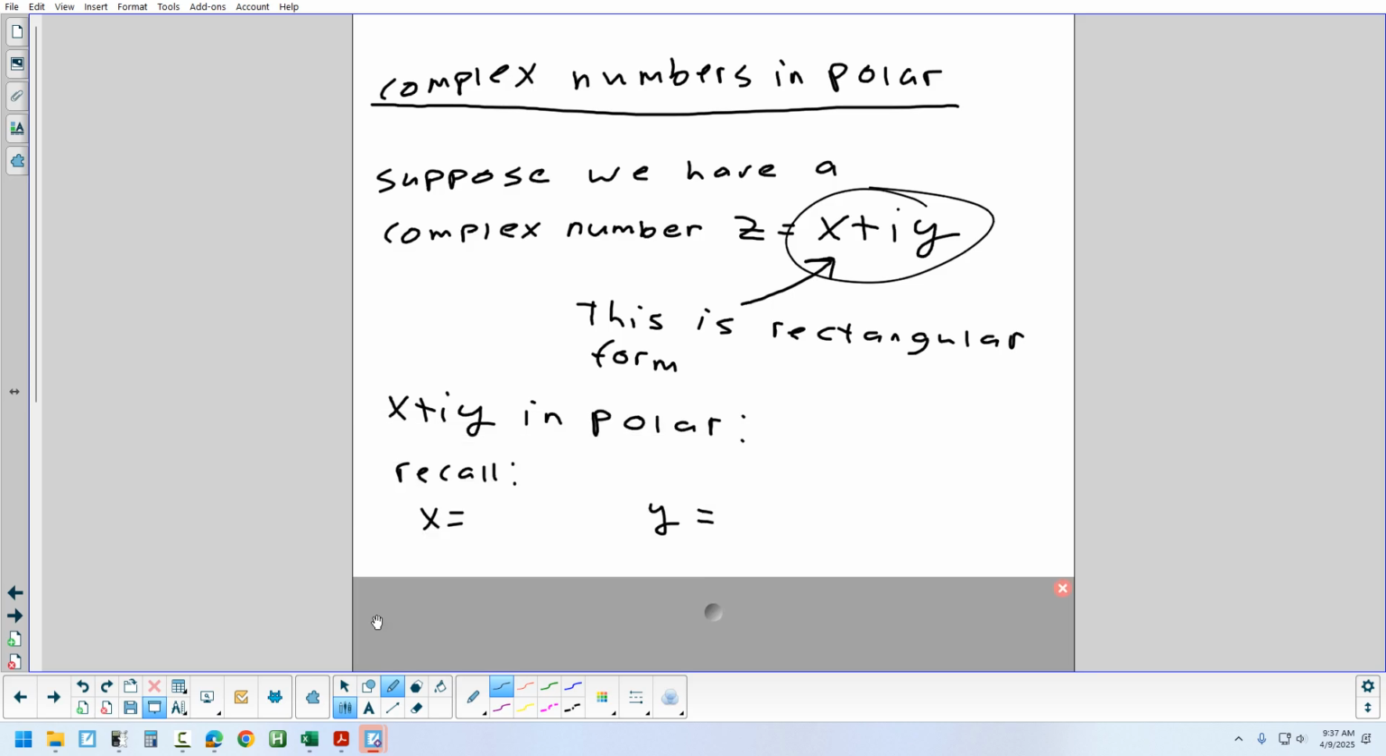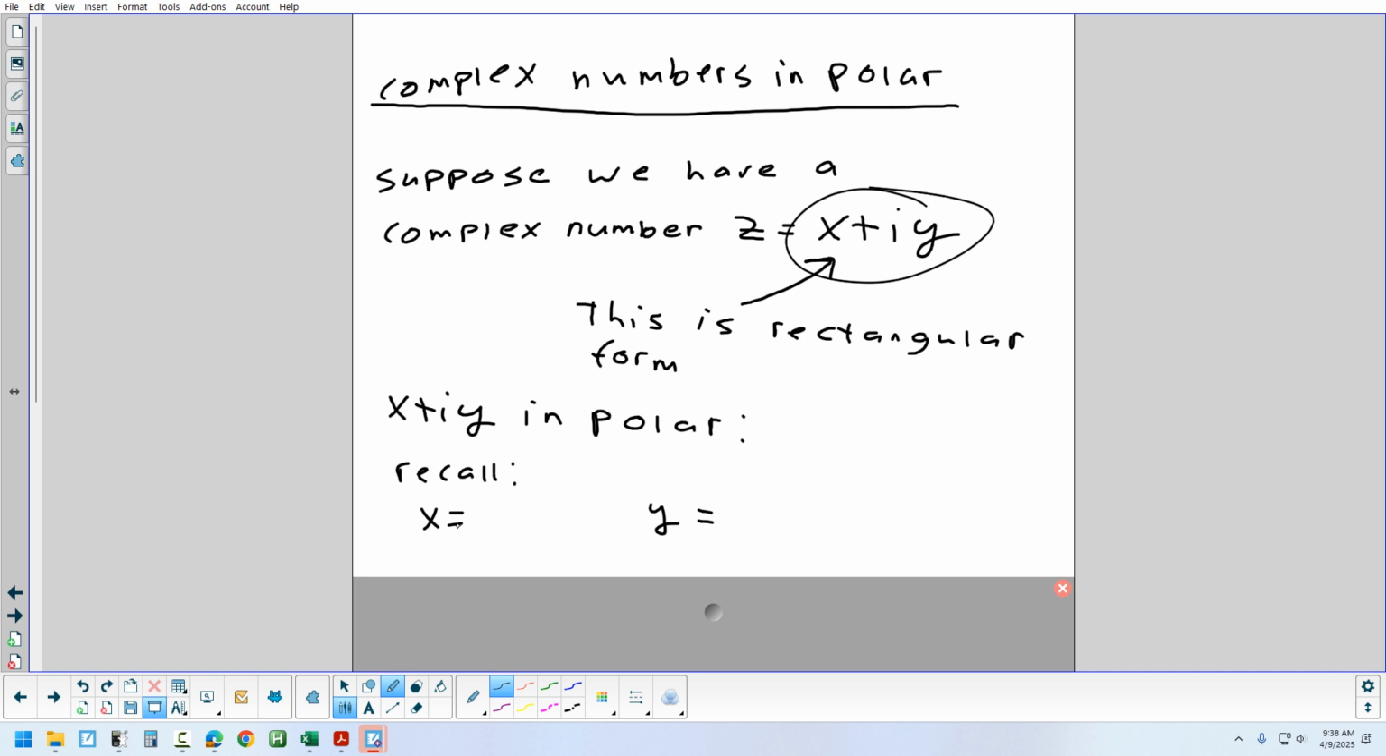What I want to do is look at how we can write a complex number in polar. The nice thing is you already learned everything you need to do it earlier in the week. We talked about regular polar numbers, I think yesterday. We didn't do anything with imaginary numbers when we talked about polar. Now we are.